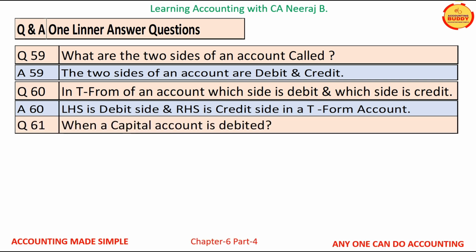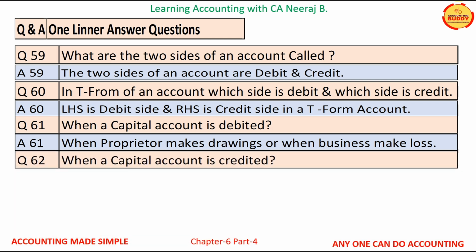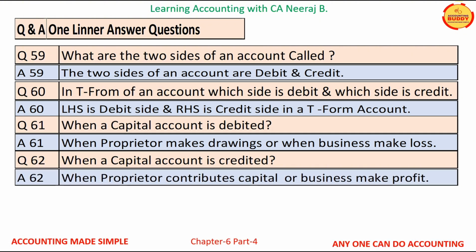Question number 61. When a capital account is debited? The answer is, when proprietor makes drawings or when business make loss, the capital account is debited. Question number 62. When a capital account is credited? The answer is, when the proprietor contributes capital or business makes profit, the capital account is credited.